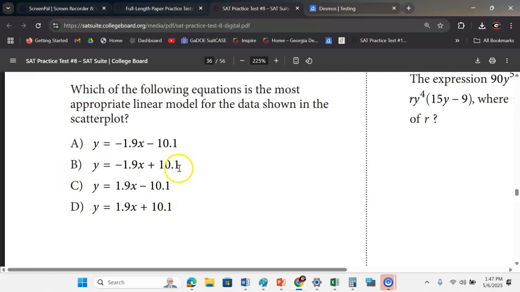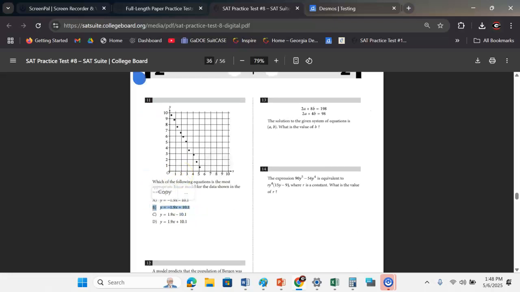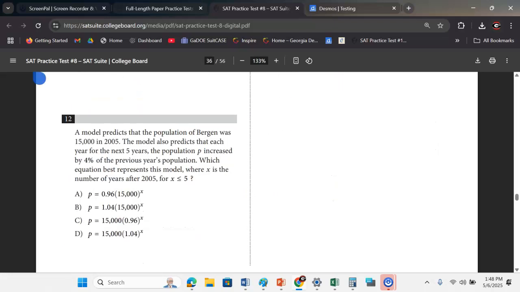All right, so that means it's a negative slope. Y-intercept, it's got to be B. See the negative slope and the positive y-intercept? So it's B for that one. That's just knowing what a line is really well.